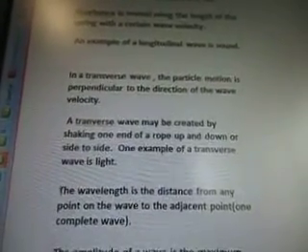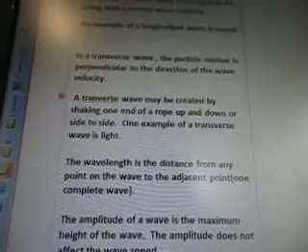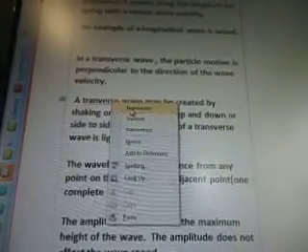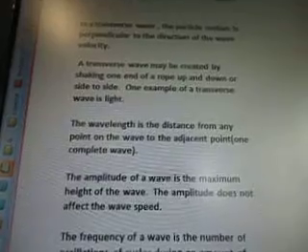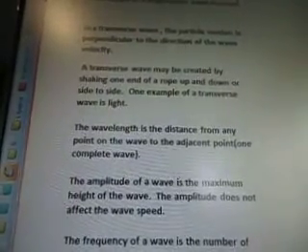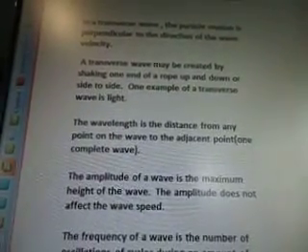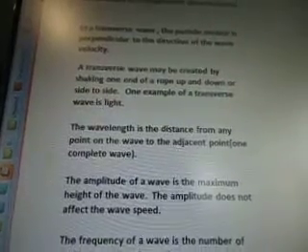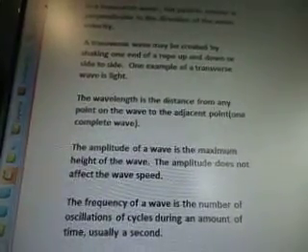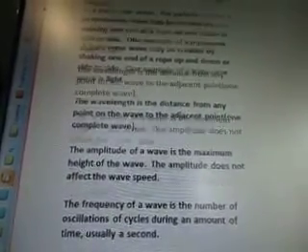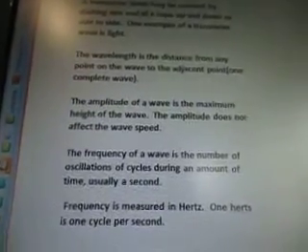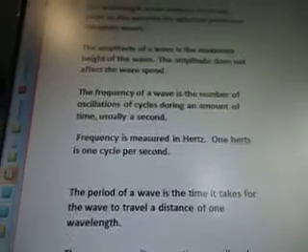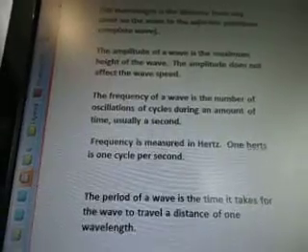A transverse wave may be created by shaking one end of a rope up and down or side to side. One example of a transverse wave is light. The wavelength is the distance from any point on the wave to the adjacent point, one complete wave. The amplitude of a wave is the maximum height of the wave. The amplitude does not affect the wave speed.